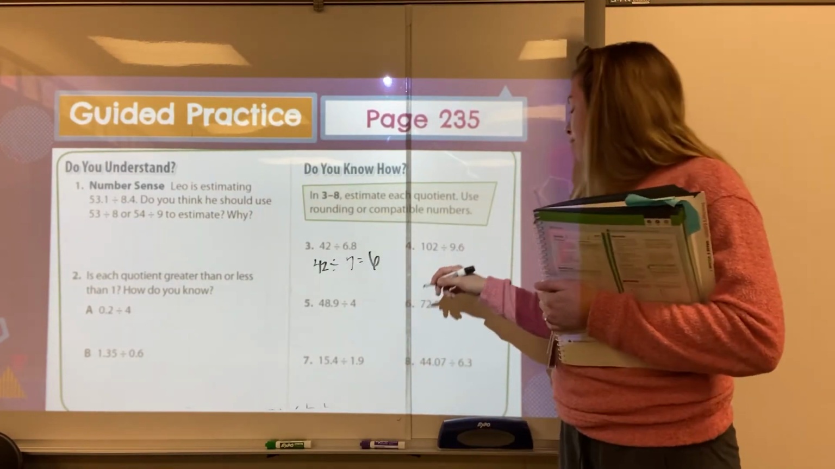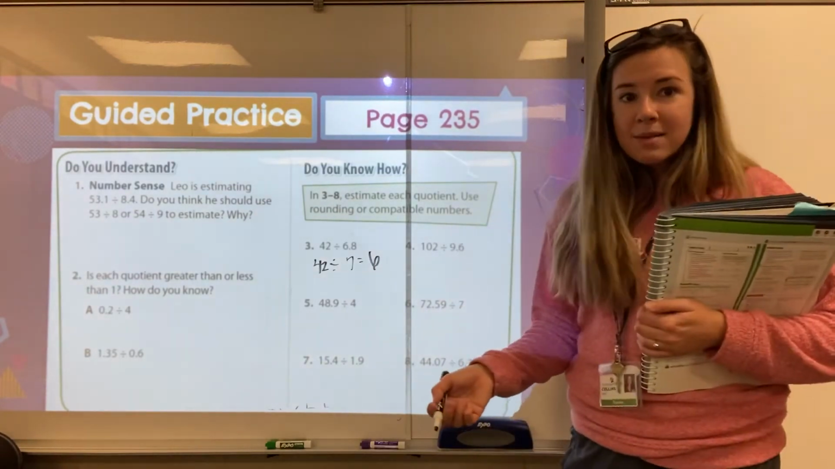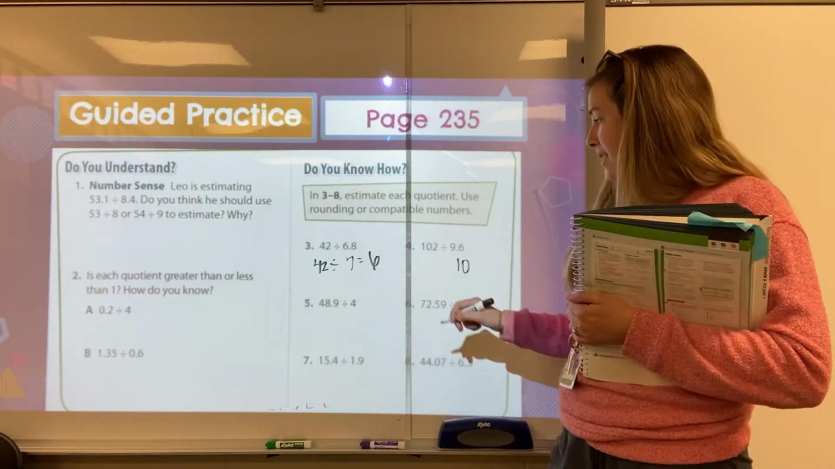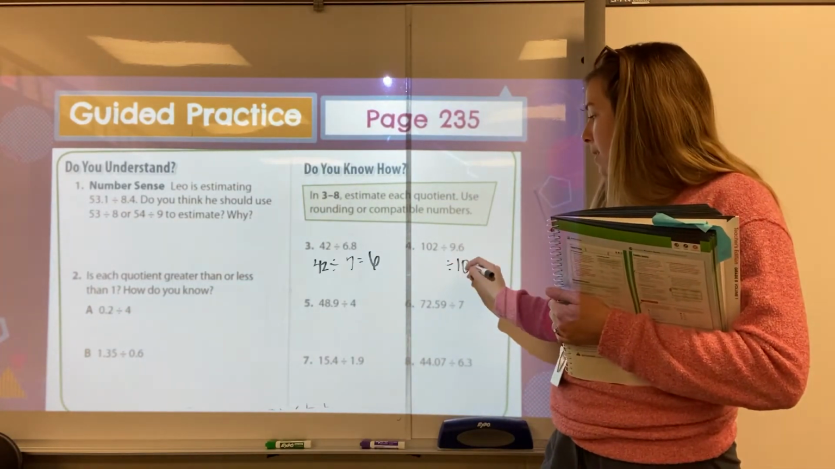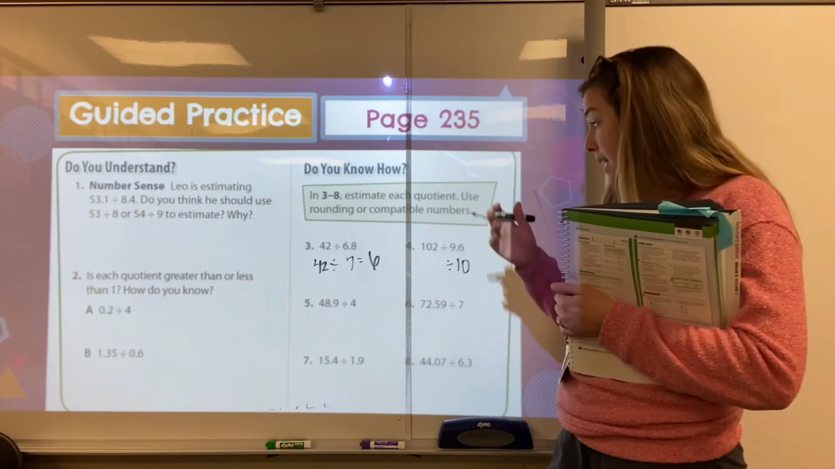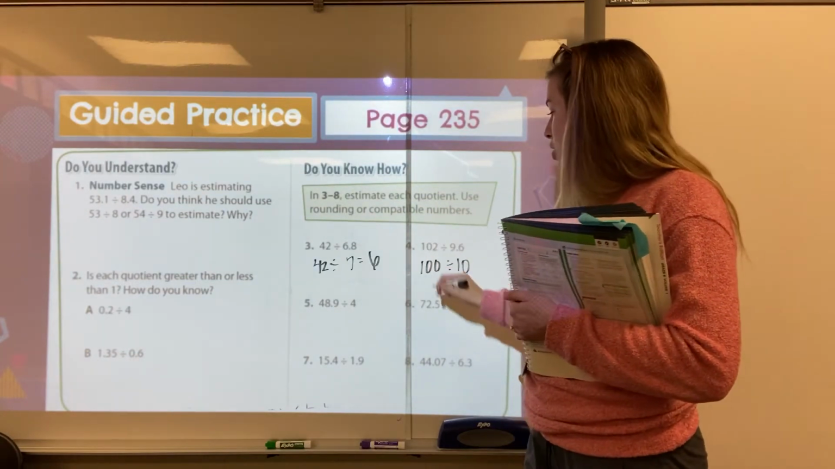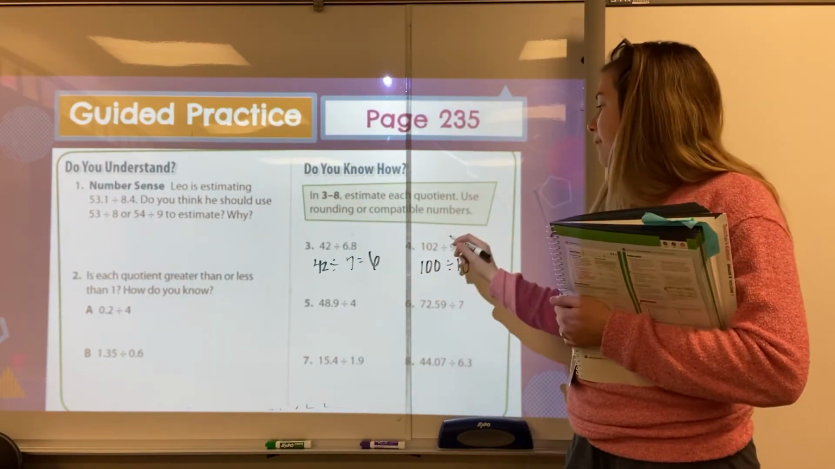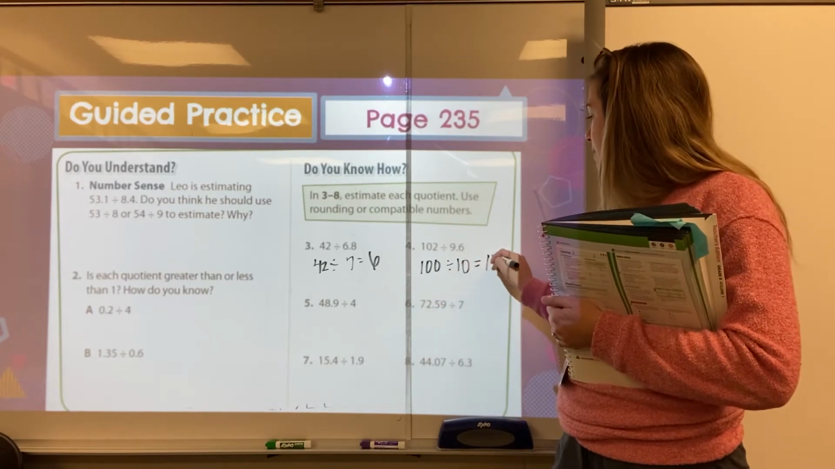Okay, for number 4, my 9 6/10, well, that's very close to 10. And that's an easy number to work with. With 102, I want 10 to be able to go into my dividend evenly. So I'm going to round 102 down to 100. And if I did 100 divided by 10, I get 10.